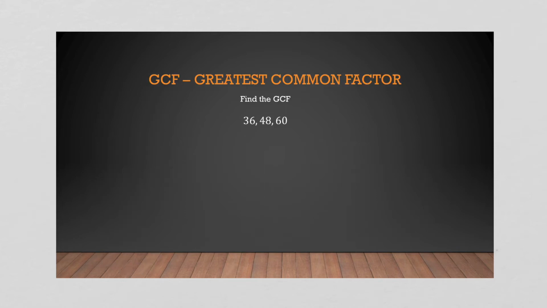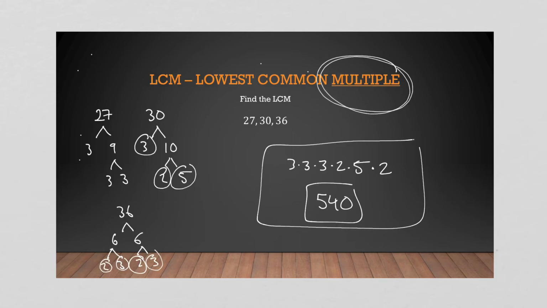So now let's look at greatest common factor. A lot of people mix these two up because they see the word greatest and they see the word lowest. So they just think big numbers and small numbers. But really the word multiple is the most important because it has to be bigger than, if 36 is one of our numbers, 27 and 30 have to at least be bigger than 36 in order for a number to be a multiple of 36, right?